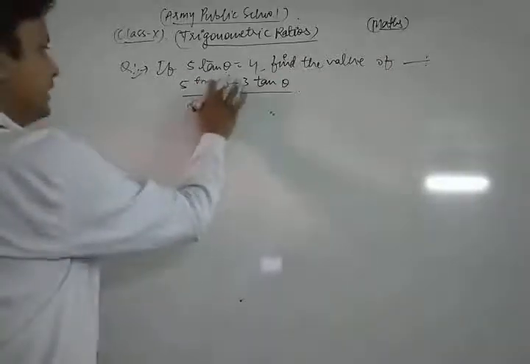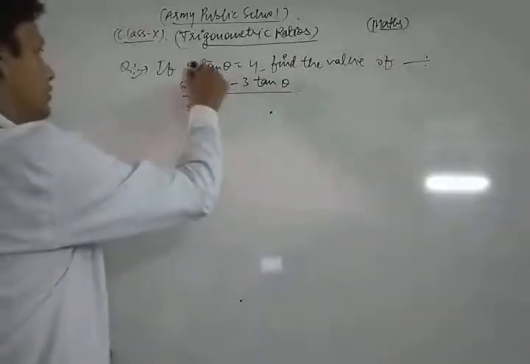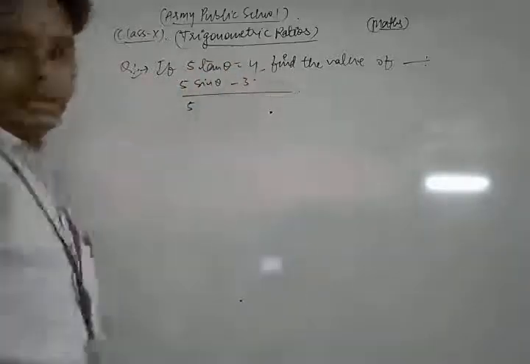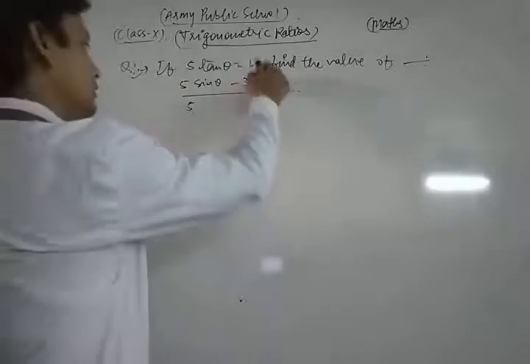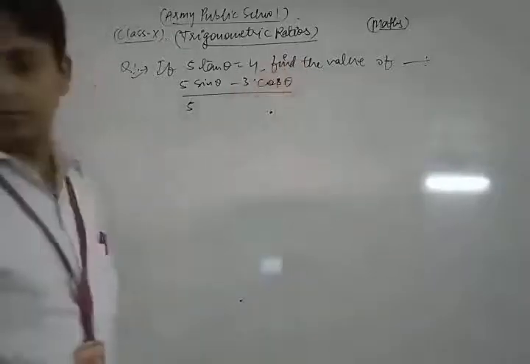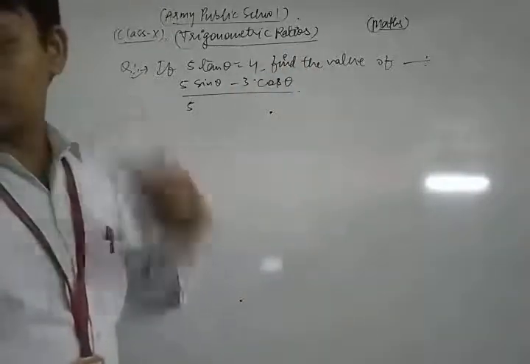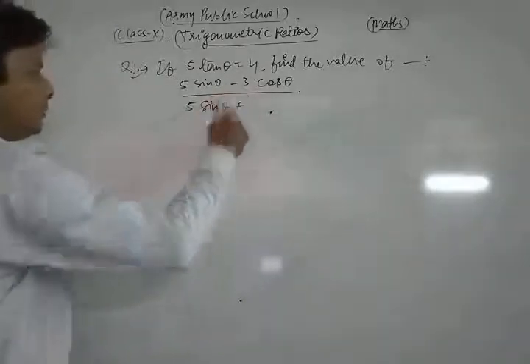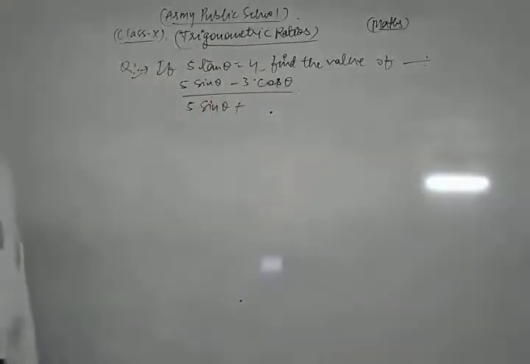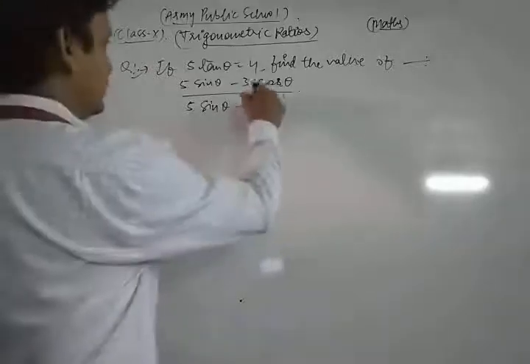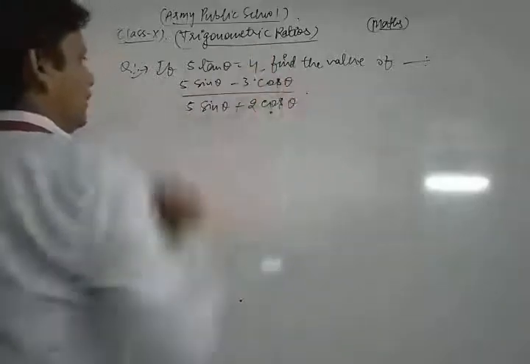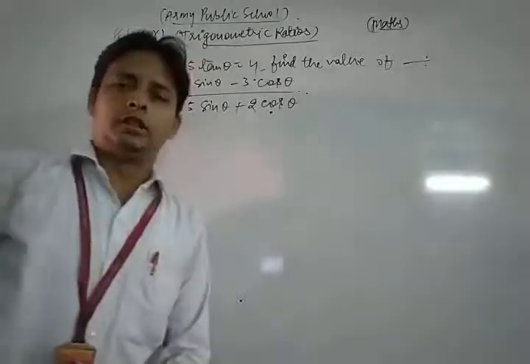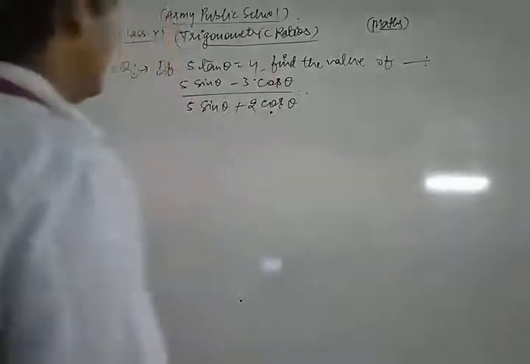Sorry, 5 sin theta here. This is 5 sin theta minus 3 cos theta upon 5 sin theta plus 2 cos theta. We find the value of this expression. Now look what I do for that.